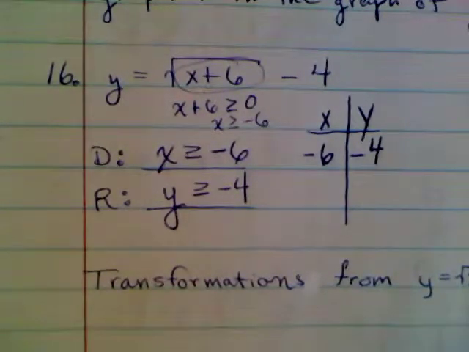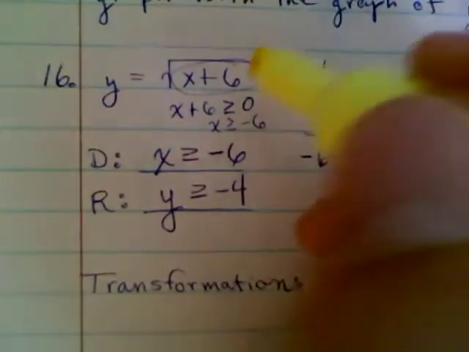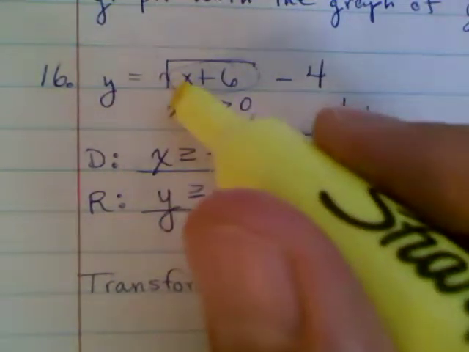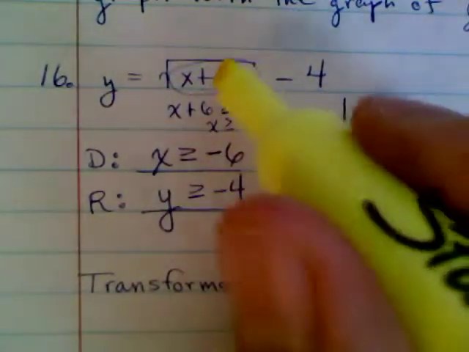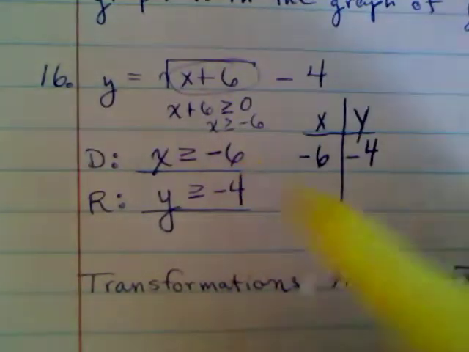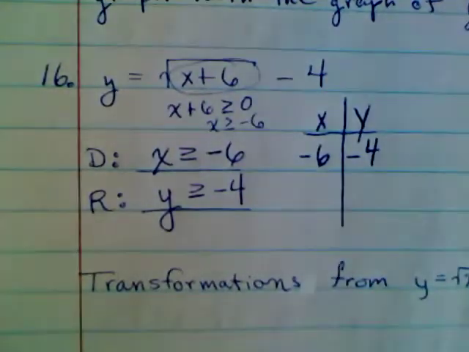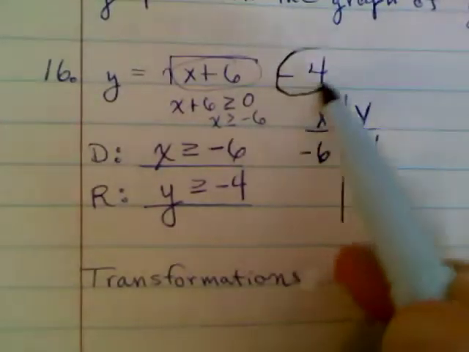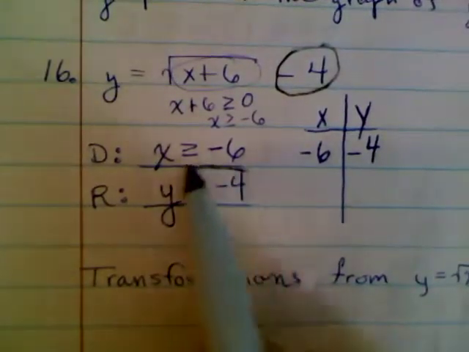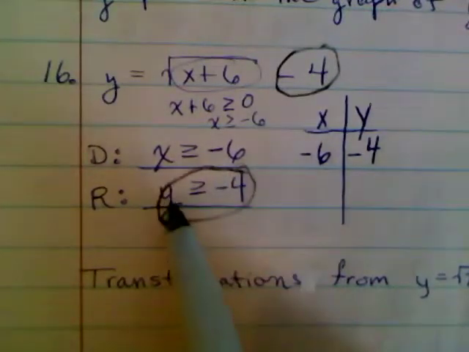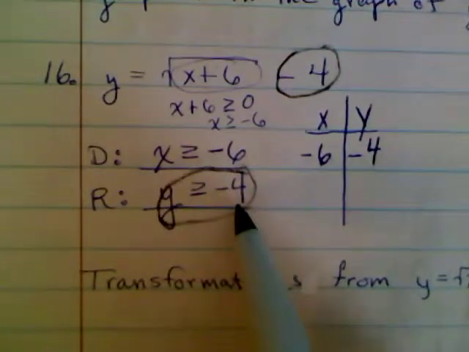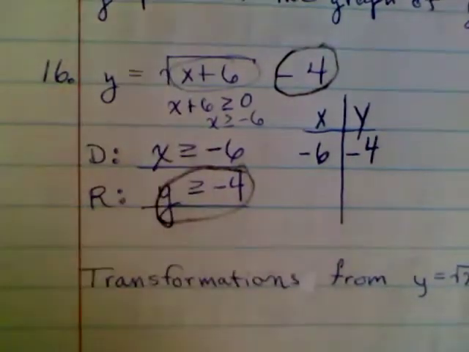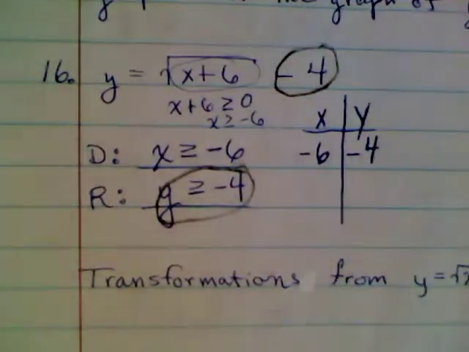Okay, in most cases, in all cases, you get the domain from underneath the square root. It's just not always that easy. But in most cases as well, this negative 4 floating out here tells you what your range is. It's typically y is greater than or equal to, but it can also be less than or equal to, due to the fact that we could have a reflection across the x-axis.